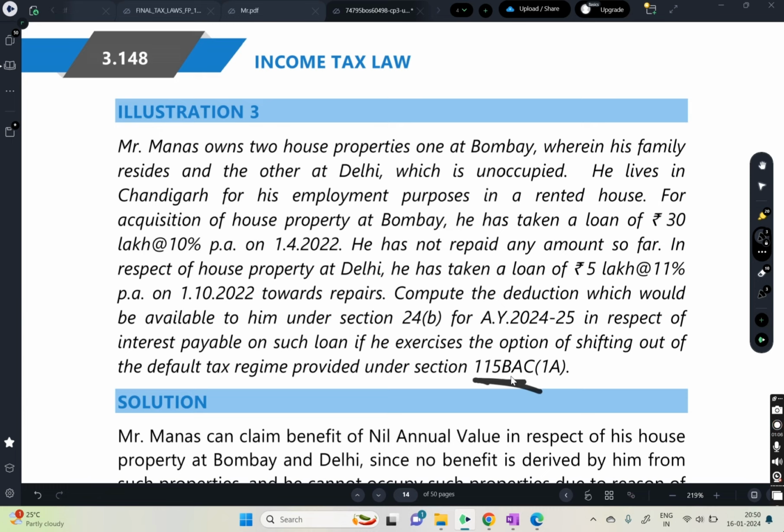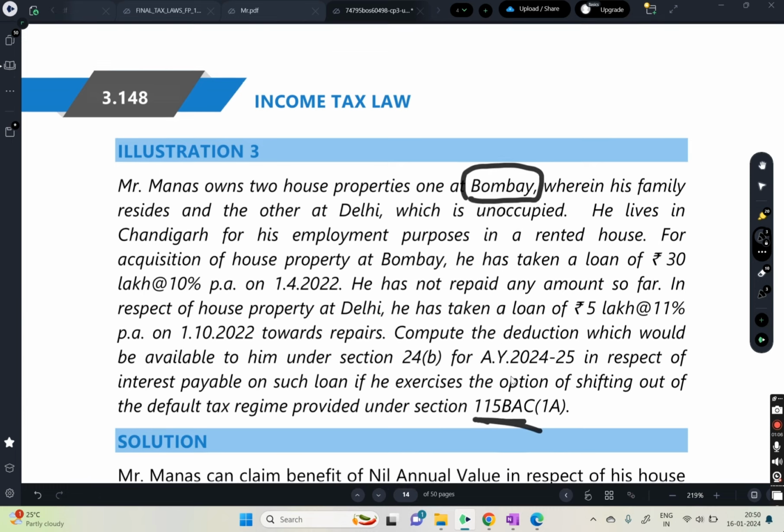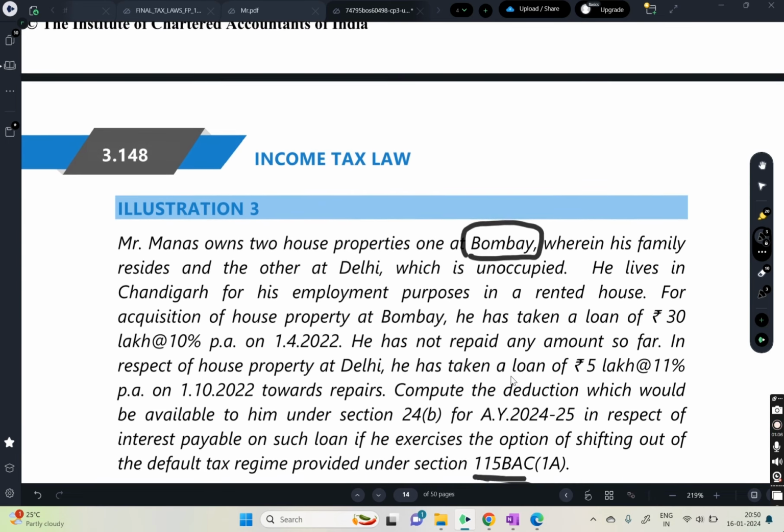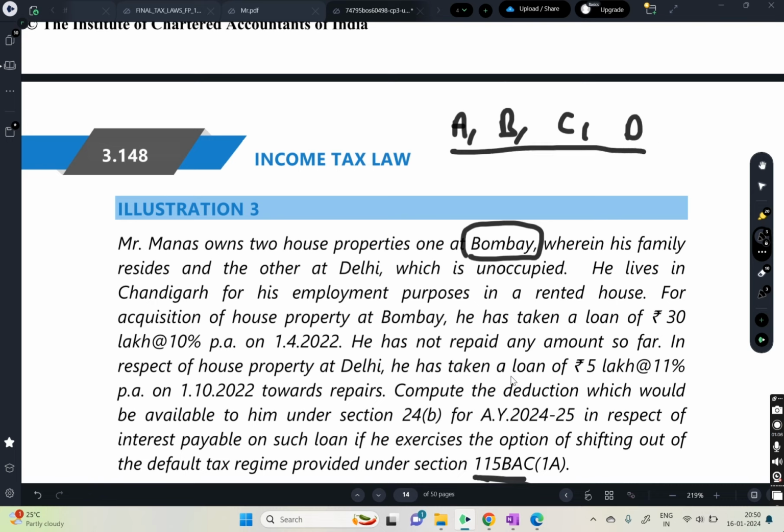Say Mr. Manas owns 2 house properties, one at Bombay. Remember that while we were discussing this, there is a question about this which will come later. A, B, C, D. Now how many properties can I claim as self-occupied or unoccupied? 2 properties for self-occupied. Yes. So maximum I will consider two properties. Remaining properties will be called deemed to be let out.